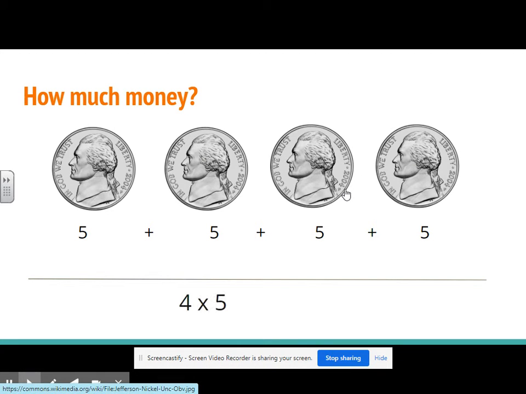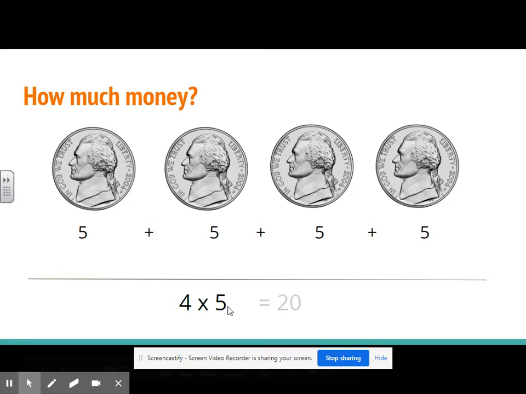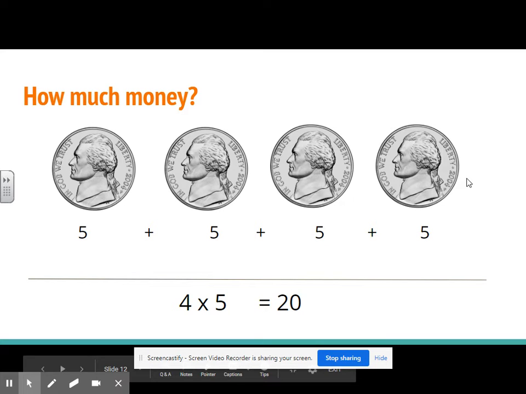We could write this as a multiplication equation. We have 4 groups, and each group is worth 5 cents. So 5 cents, 5 cents, 5 cents, 5 cents. That would be 4 groups of 5, which, as we counted earlier, does equal 20. So these 4 nickels are equal to 20 cents.